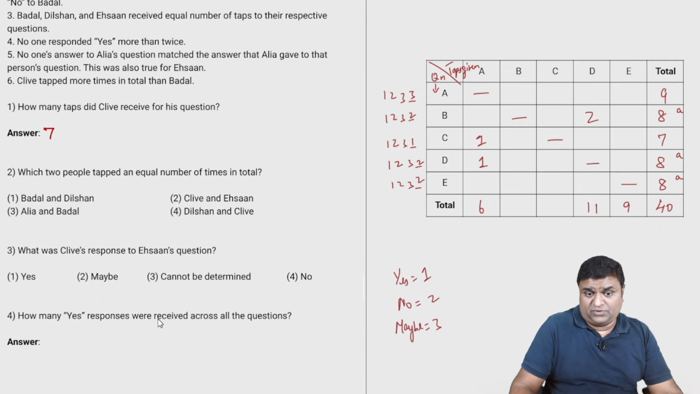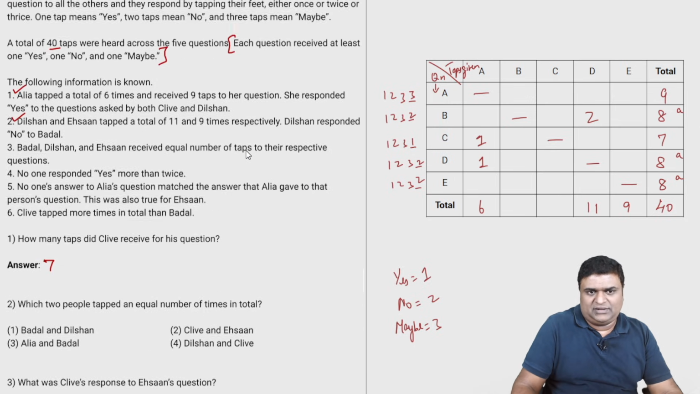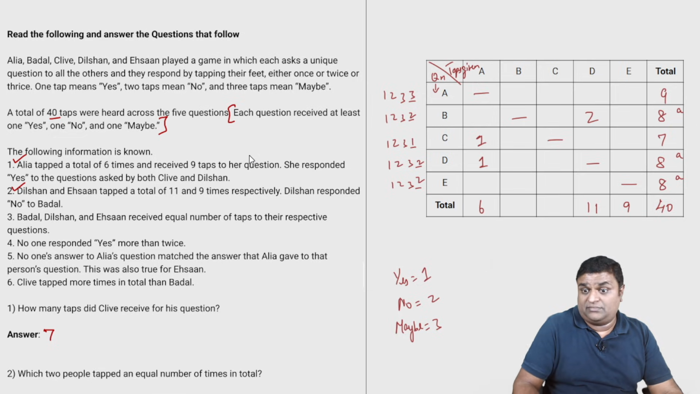How many yes responses were received across all the questions? Okay, that can be done. Yes response is 1. How many ones are there? 5, 6. That's it. The answer is 6 over here. So 2 questions you can quickly answer, right? If you're running out of time, please do mark them correctly. Okay, so back to this third one. There's one more pertaining to the totals. Let's see if we can fill that. BDE received equal number of taps.